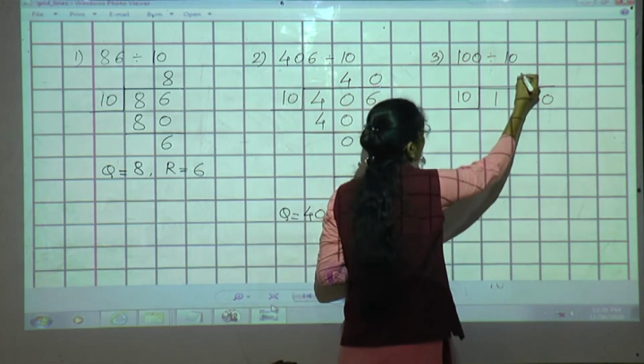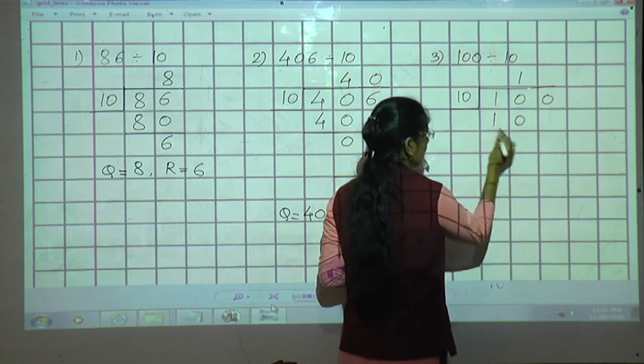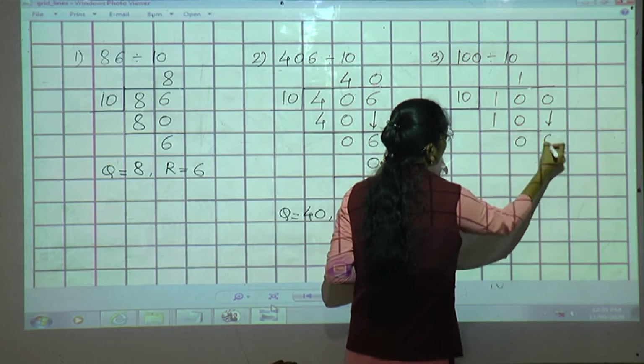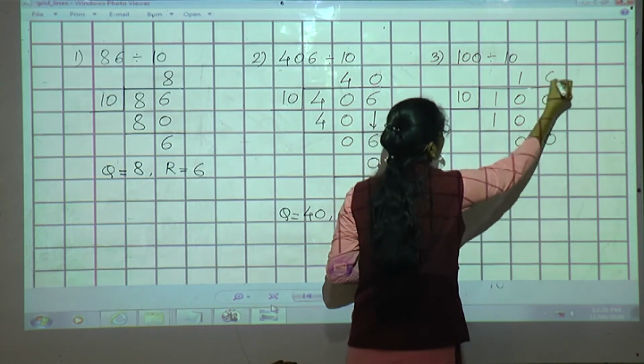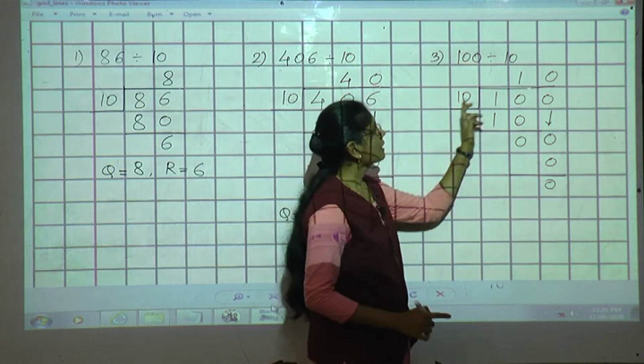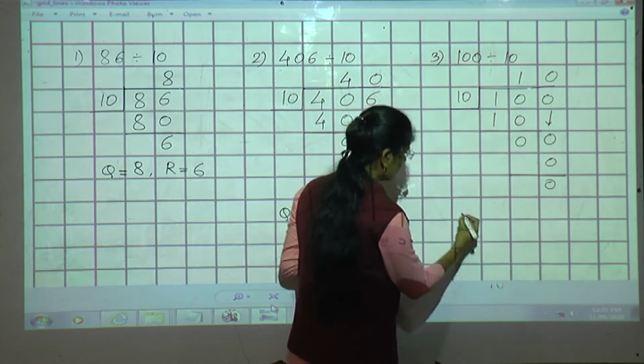Now 10 tens are 100. Sorry, 10 ones are 10. 10 ones are 10. Okay. 10 minus 10, 0. Then this 0 will come down. 10 into 0, 0. Or else here directly you can solve 10 tens are 100 also. Okay. 10 tens are 100. In this way also you can solve.